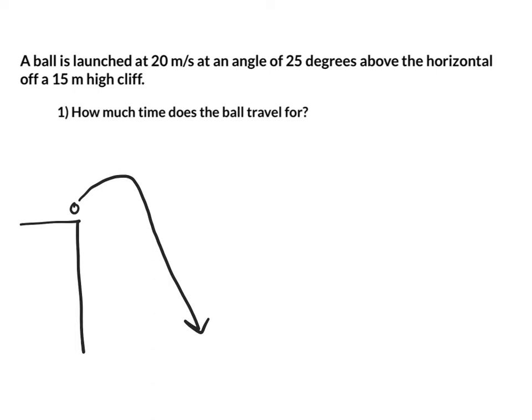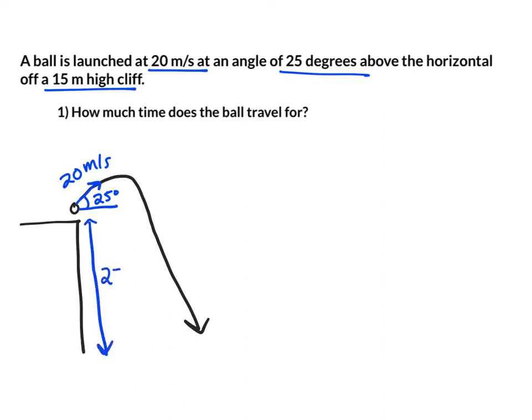All right, it's going to go up initially at 20 meters per second. That's what we got right here. And that angle above the horizontal, meaning this angle right here, is 25 degrees. Then that takes care of this information, and we also have the height of the cliff. So here is going to be 25 meters. All right, so that gives us a nice idea of what's going on here.